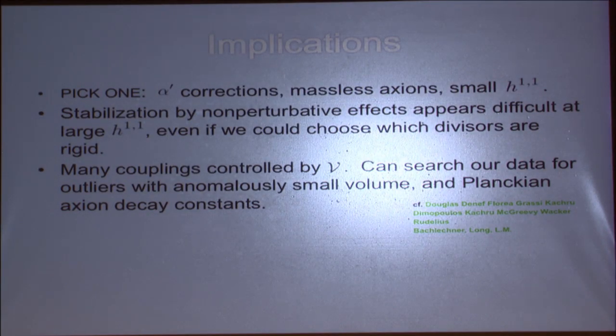OK, so what are the implications? In the Kreuzer-Skarke ensemble, you have to choose either to tolerate alpha prime corrections, or to tolerate massless axions, or to work in this thin fringe where H11 is small. This is going to be interesting for moduli stabilization. Another useful remark is many couplings are controlled by the volume. And it would be fun to search our data for outliers with anomalously small volume, and so anomalously large decay constants, as in the case that I showed on the previous slide.